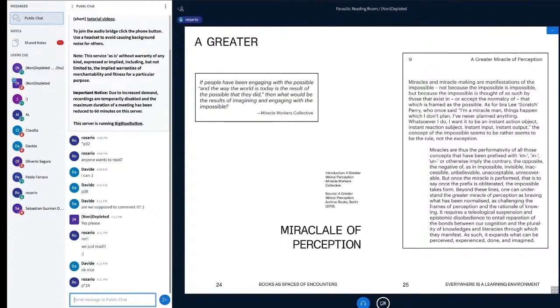If people have been engaging with the possible, and the way the world is today is the result of the possible that they did, then what would be the results of imagining and engaging with the impossible?